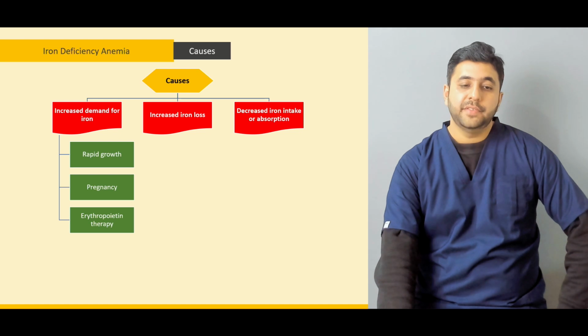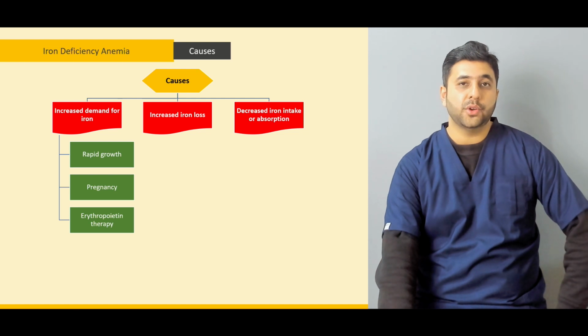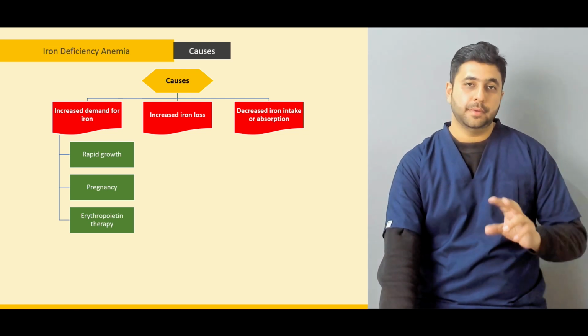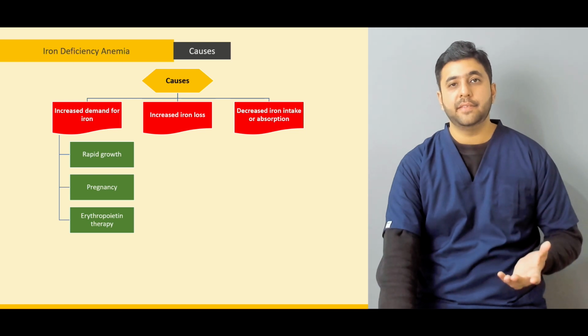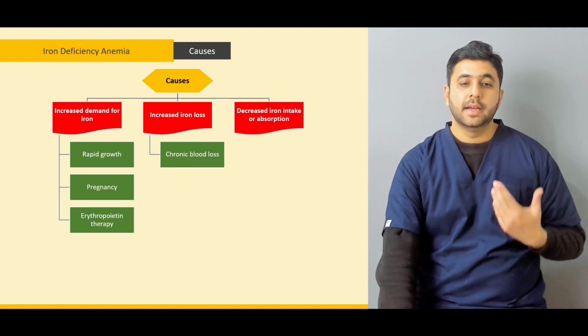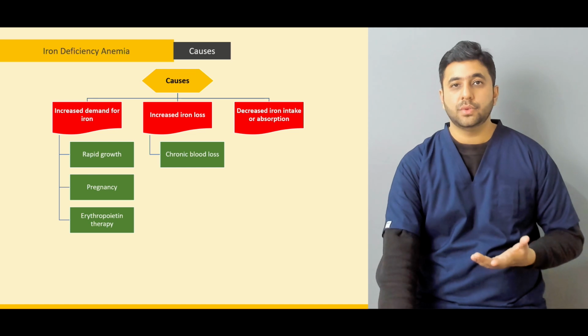Similarly, if we are doing an erythropoietin therapy, then the erythropoietin leads to the stimulation of the RBCs. But if there is inadequate iron to balance that stimulation, we will have an iron deficiency anemia. Now let's talk about what are the conditions which can lead to increased iron loss.